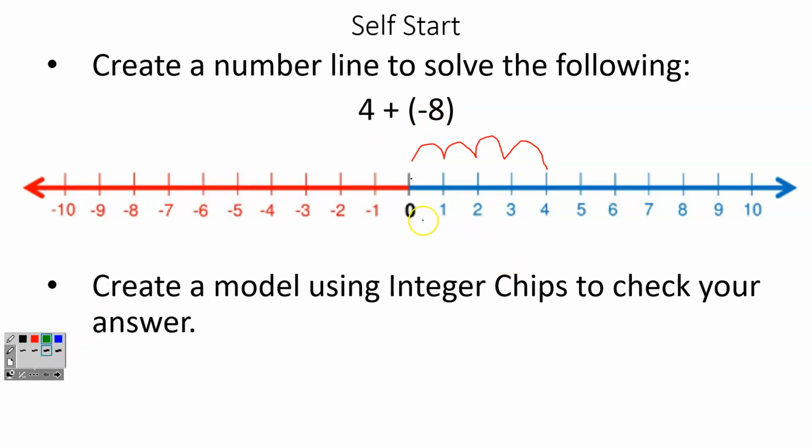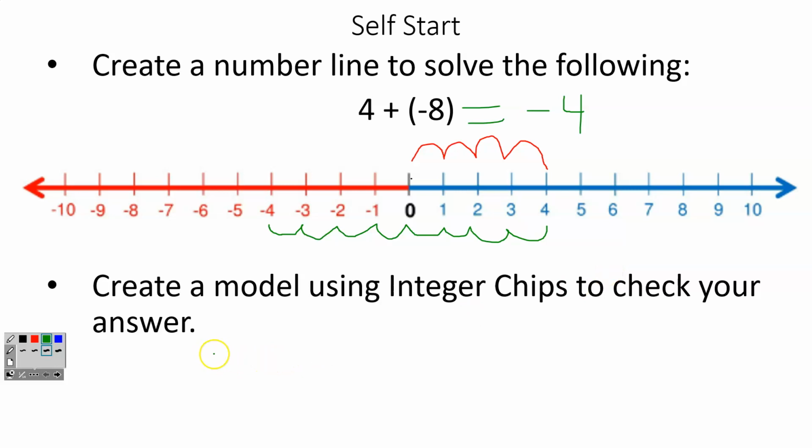So I'm not going to start at 0, but I'm going to start where I left off with that 4. So I'm going to go 8 in the negative. 1, 2, 3, 4, 5, 6, 7, and 8, which leaves me at a negative 4. So the answer to 4 plus a negative 8 would be a negative 4.